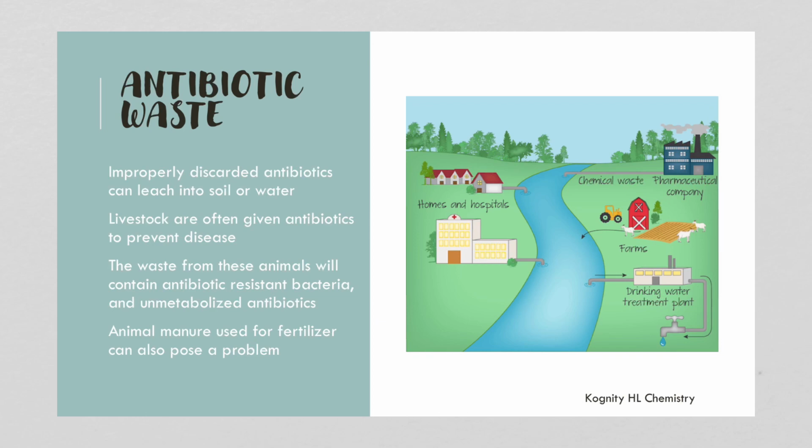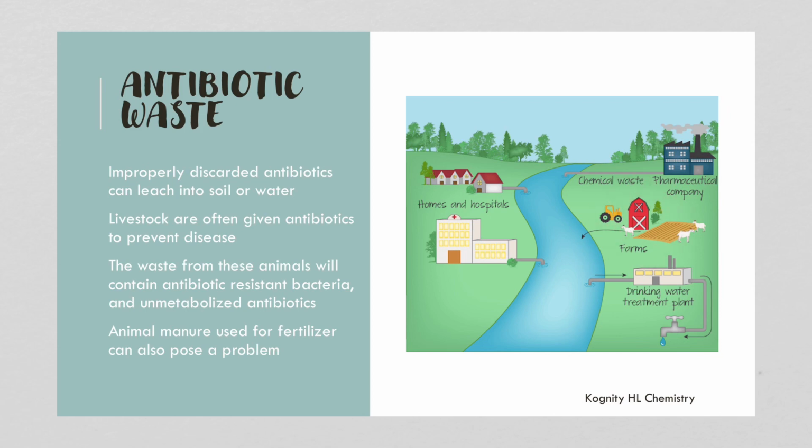So the first type of xenobiotic that we'll explore is actually antibiotic waste. So these are improperly discarded antibiotics, and they can leach into our soil or water, so homes and hospitals could disperse them, and then they end up in our water. Could even be from a pharmaceutical company dumping their chemical waste.